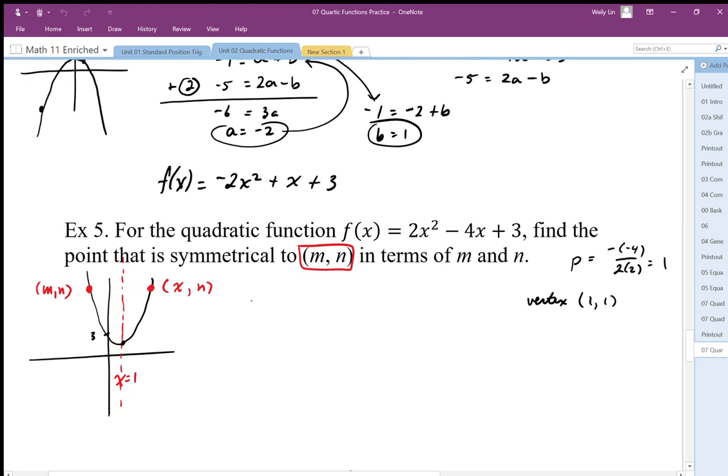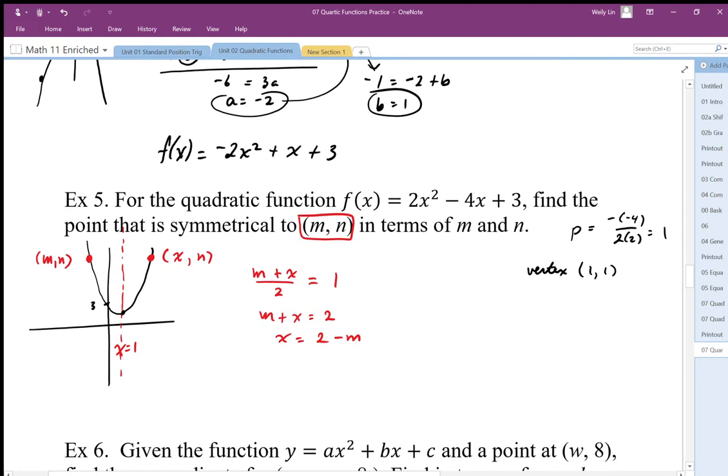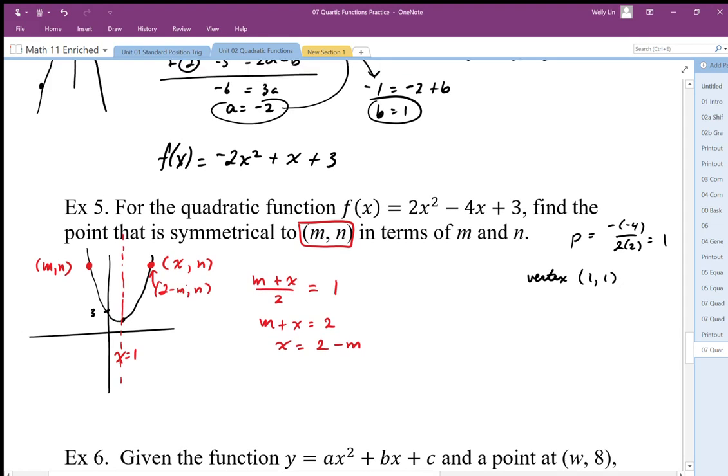So I'm going to use the average formula. So M plus X divided by 2 is equal to the middle point 1. And so this is my relationship to find the middle. Now I can calculate a distance here, go 1 minus M and then find that distance over here. I could do all that calculation, but this is much easier because now I just solve for X. So X is equal to 2 minus M. So that's the coordinate of the point that's symmetrical. This coordinate is 2 minus M, comma, N. Right? I've now found the X position in terms of the variable M.